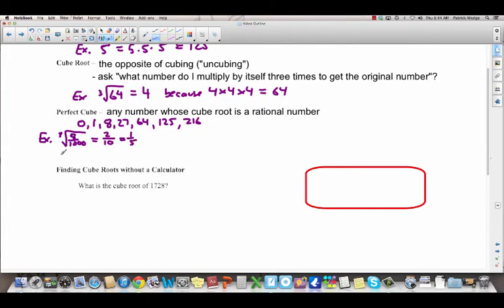Here's another way you could have done the same question. 8 over 1,000. This is actually a good way to do this. With fractions, it's always good to put them in lowest terms first.